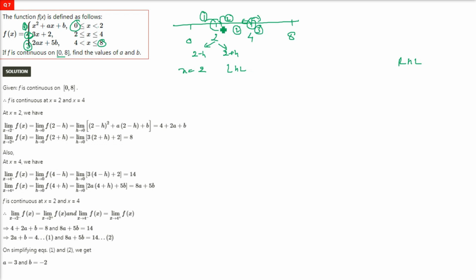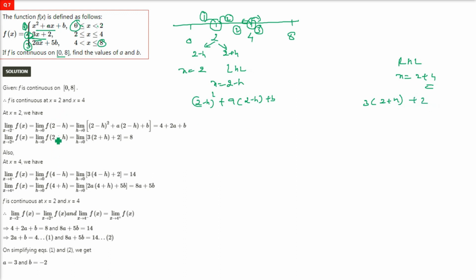So these are the functions I am telling you, where you have to use which function. From 0 to 2 the function is the first one, from 2 to 4 the function is 3x plus 2, and from 4 to 8 the function will be 2ax plus 5b. I hope you got the idea. Now coming to the left hand limit, we are going to use x square plus ax plus b, but we have to put x equals 2 minus h. So we replace x by 2 minus h on the left hand side: 2 minus h whole square plus a into 2 minus h plus b. Now placing 2 plus h in 3x plus 2: 3 into 2 plus h plus 2.